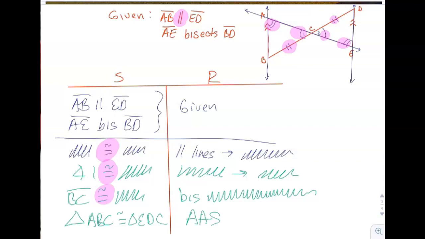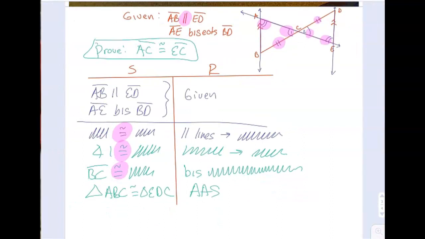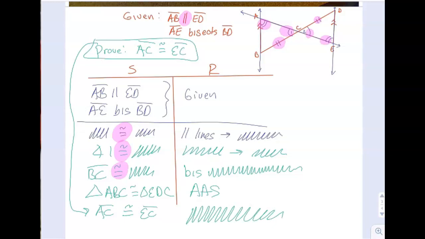Now, if a proof asked you, I didn't put this up here on purpose, if it said prove the 2 triangles congruent, you'd be done. But let's say you wanted to prove that AC was equal to EC. Well, now that you know that the triangles are congruent, you can say AC is congruent to EC, and that's because CPCTC. So it'll be something like that tomorrow.